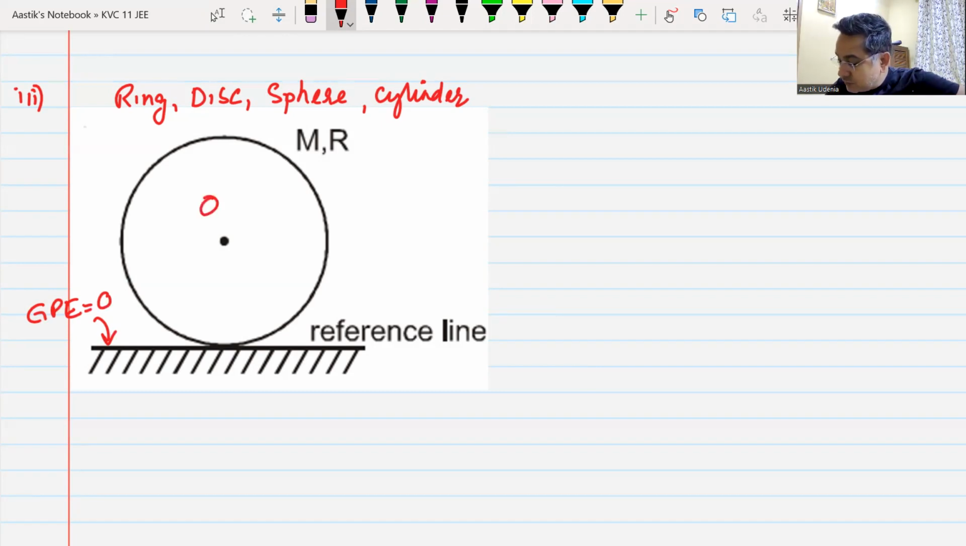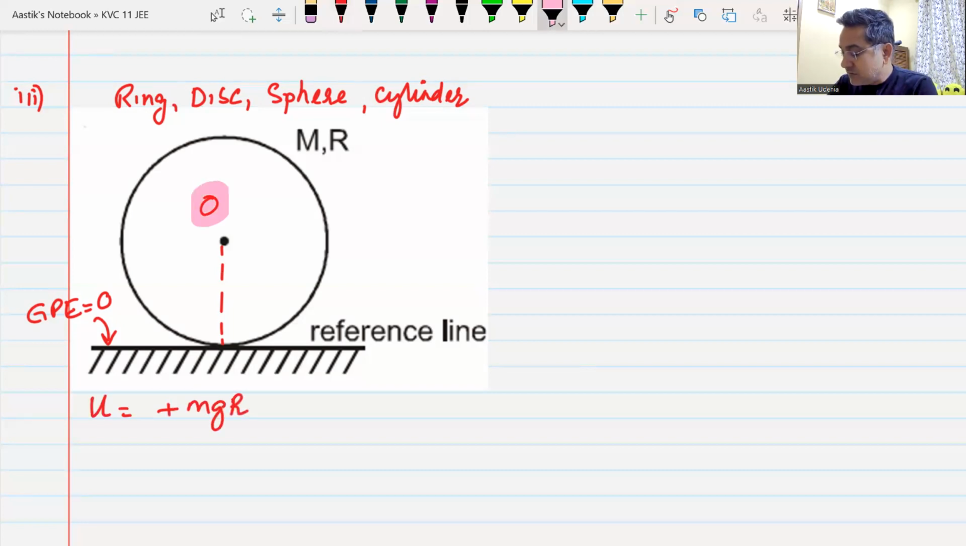This is the center O. Can anyone tell me what will be the potential energy of this body? No one knows it? Okay, not a problem. It will be equal to plus mg into r. I just have to find out where the center is and how high the center is from the bottom line.